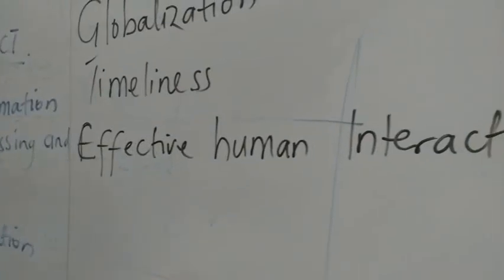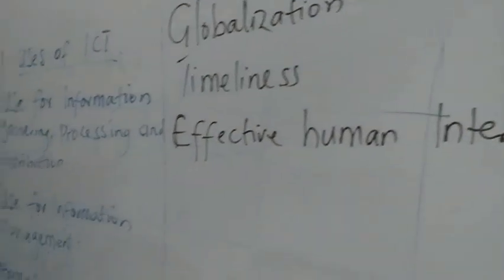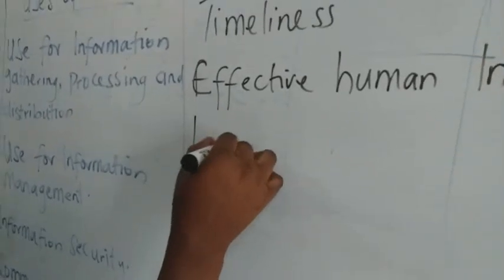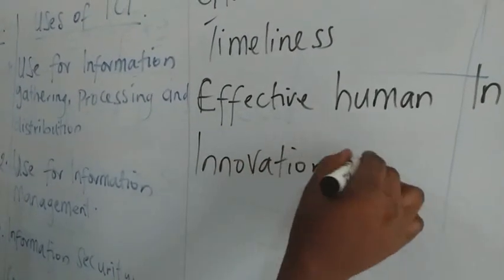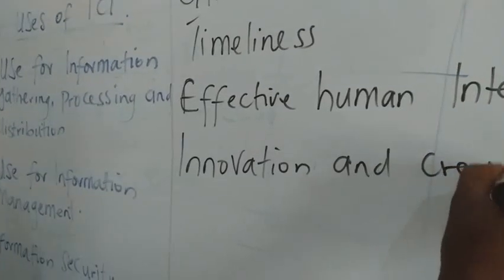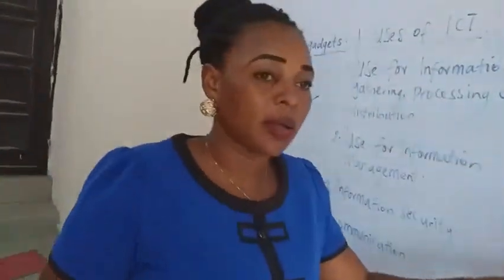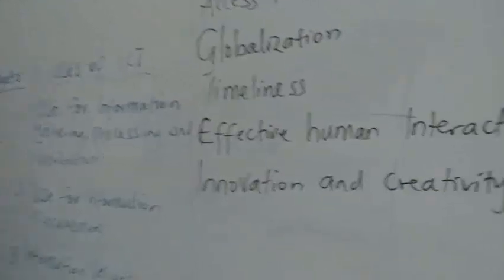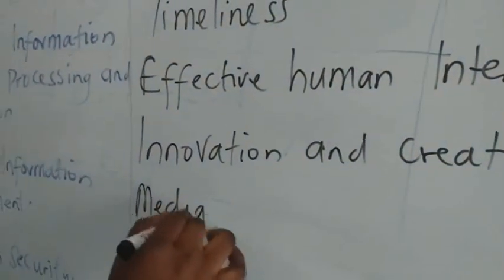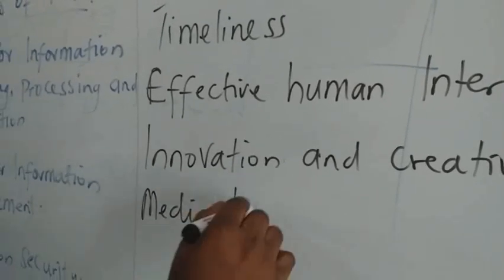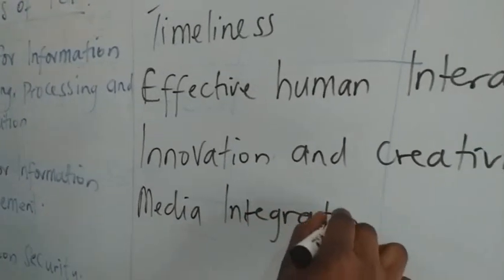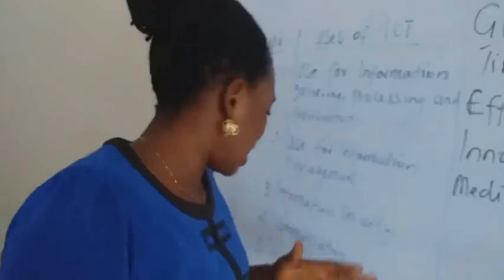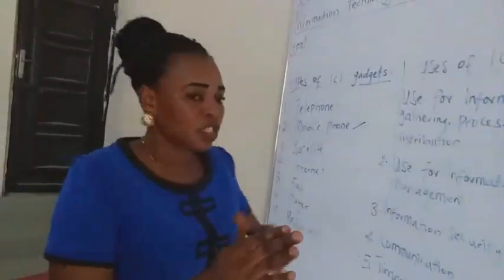The next advantage of ICT says innovation and creativity. ICT gadgets help us to be innovative and they help us to be creative. Alright, the next one says media integration. Now you can integrate media. What I mean when we say media integration is you can actually integrate these gadgets together and share resources.